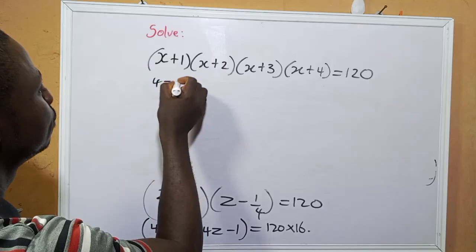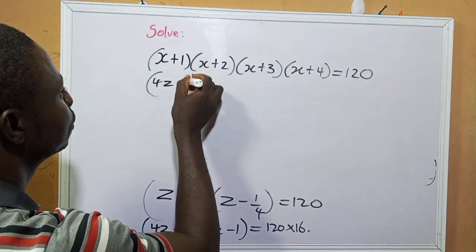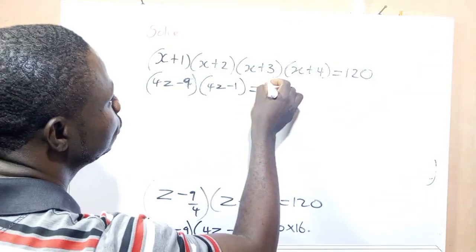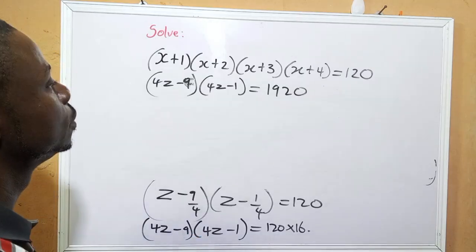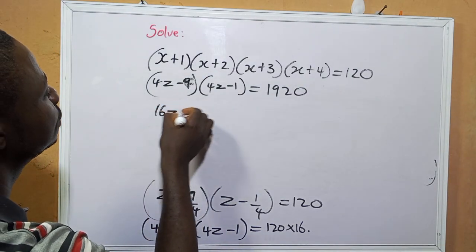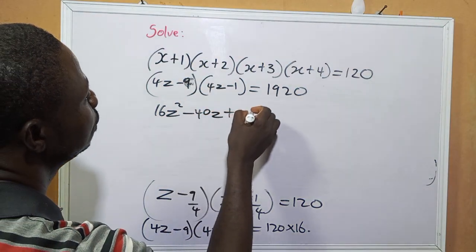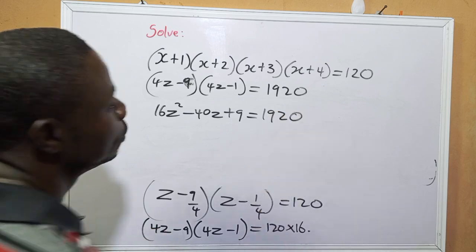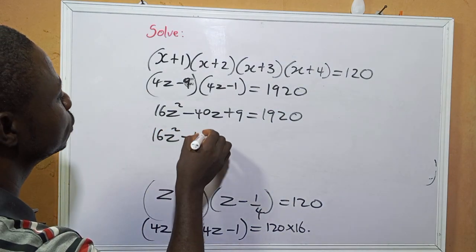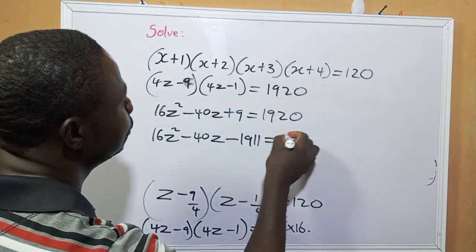(4z minus 1) into (4z minus 9) is equal to 1920. So you clear this bracket. When you clear the bracket, I think you have 16z squared minus 40z plus 9 is equal to 1920. So we now have 16z squared minus 40z minus 1911 is equal to 0.